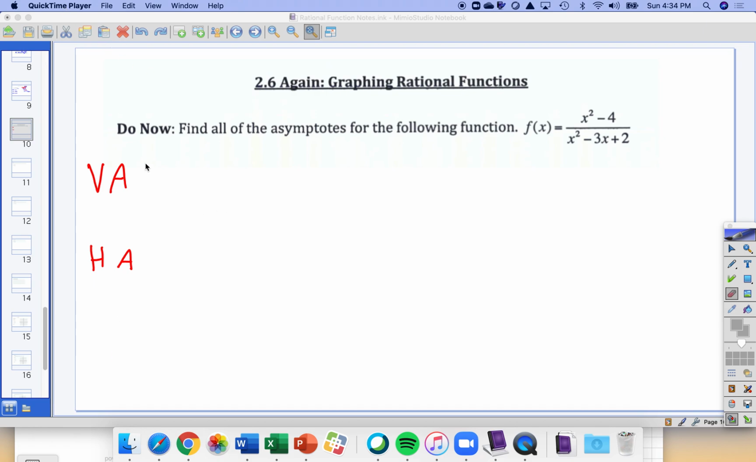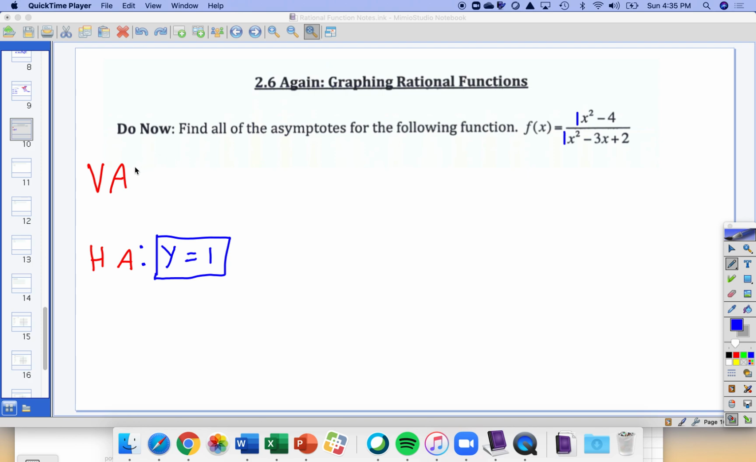So now we're only looking at vertical asymptotes and horizontal asymptotes. Because the degree in my numerator is the same as the degree of my denominator, our rule says that we are going to divide the leading coefficients to find the horizontal asymptote. The leading coefficient on top is 1, and the leading coefficient on the bottom is also 1. So we're going to divide 1 by 1 and get y equals 1 as our horizontal asymptote.